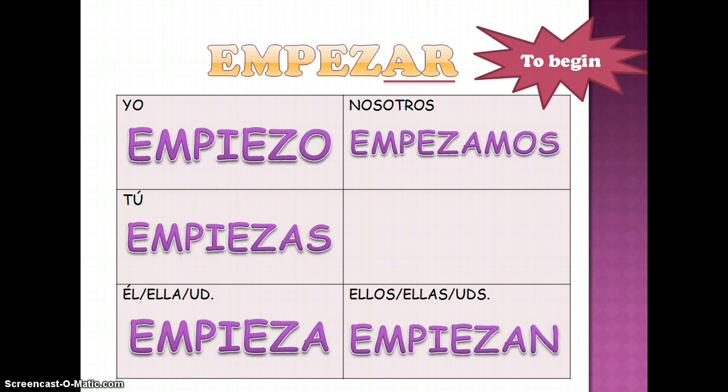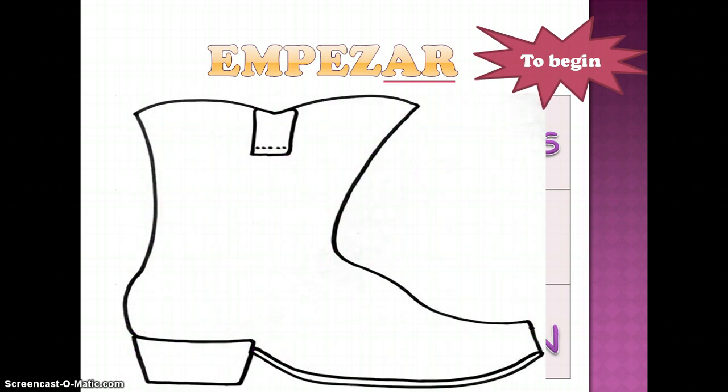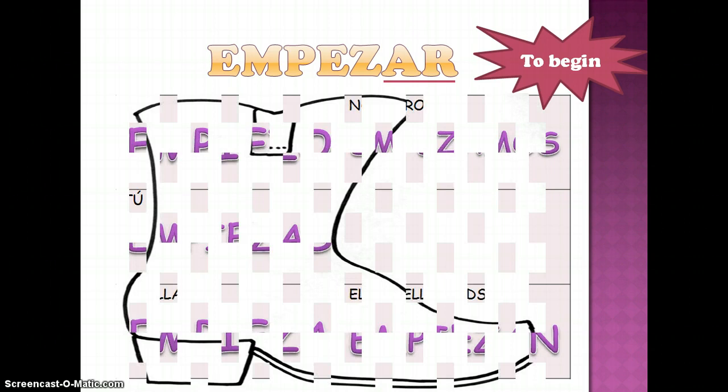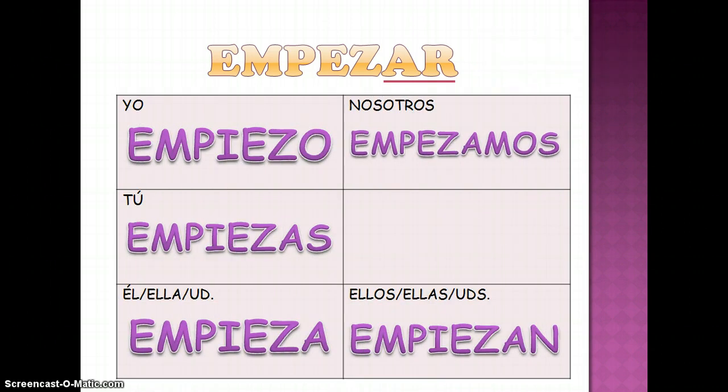Looking at these forms, why do you think that we call it a boot verb? The forms that change fit into a boot shape. The yo form changes to empiezo. The tú form changes to empiezas. The él, ella form changes to empieza. And the ellos form changes to empiezan. But if you look at the nosotros form, it stays empezamos. If we were to draw around the changing forms, we would be able to form a boot.